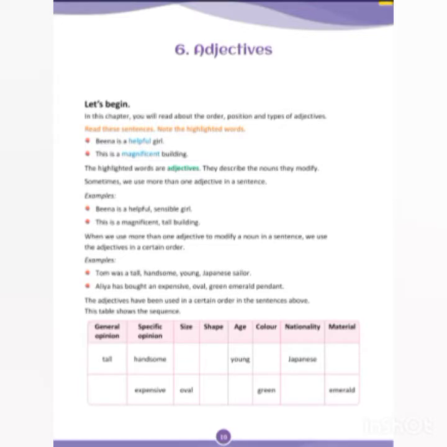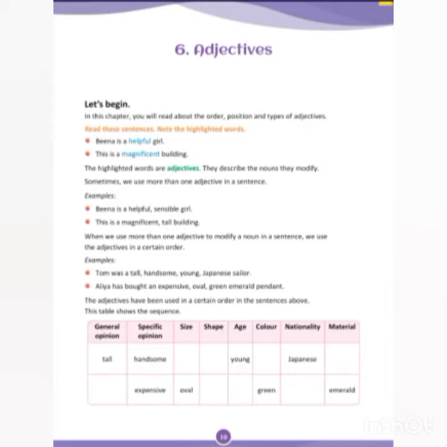Hello students, today we are going to learn English. For English we will learn grammar chapter number 6, adjectives. In this chapter we will see that if there is more than one adjective in a sentence, how you will order them in the correct place, and if an adjective is used in the sentence, what is the position of the adjective in the sentence, and the different kinds of adjectives.